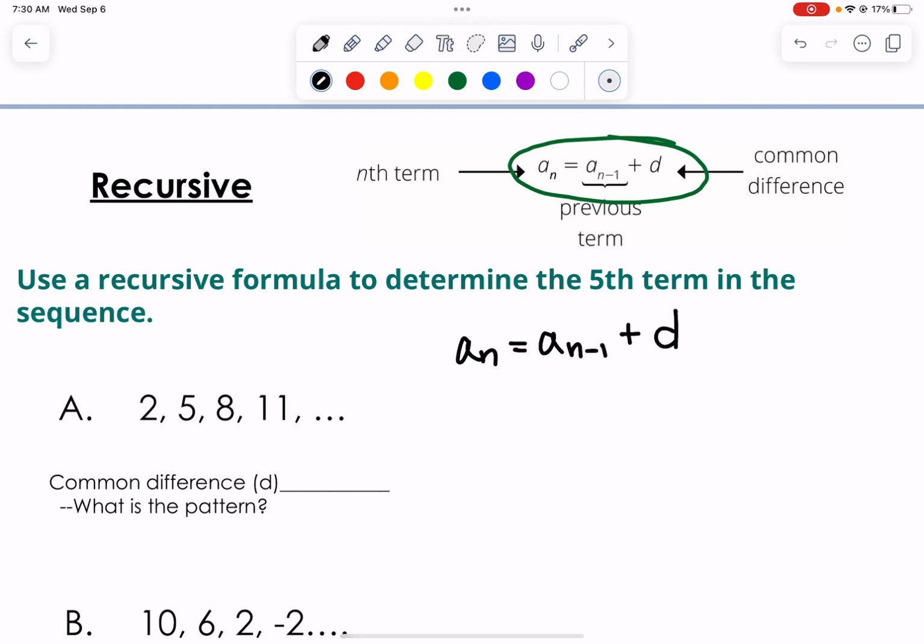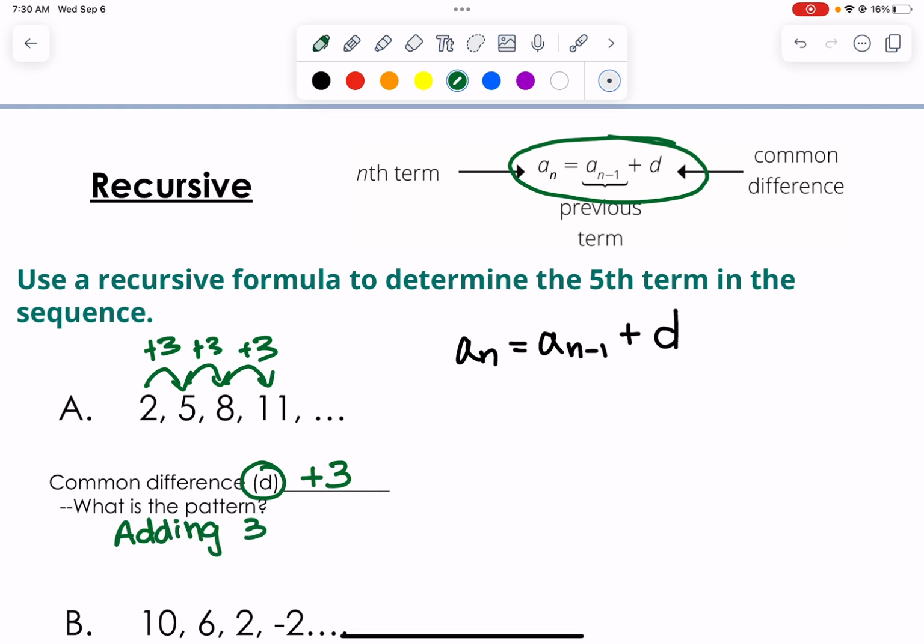Okay, those are small. So for our pattern, we have 2 to 5. We're going to add 3. That's our pattern. 5 to 8, we add 3. 8 to 11, add 3. So our common difference, our D value, is plus 3. Okay, our pattern is adding 3. This is what we've been doing.